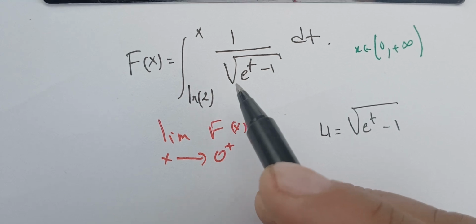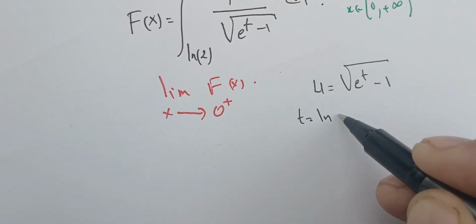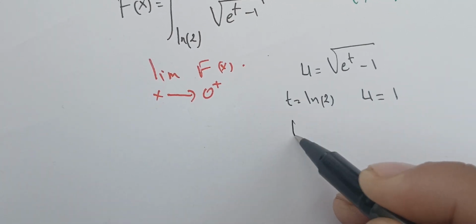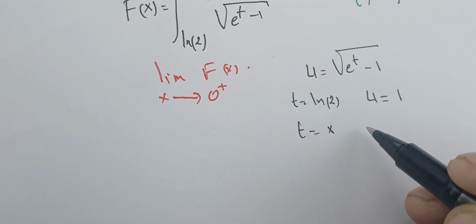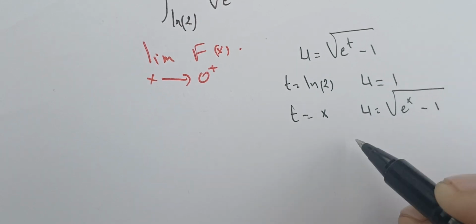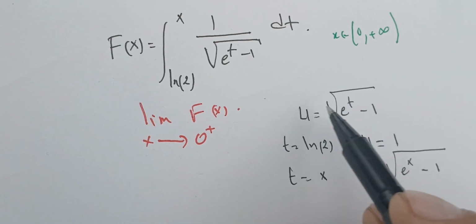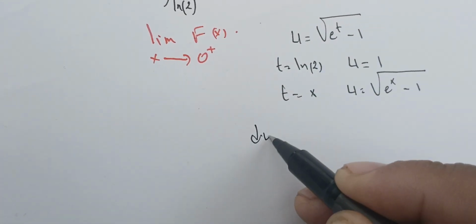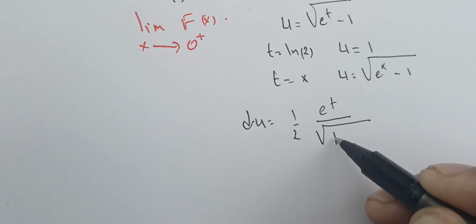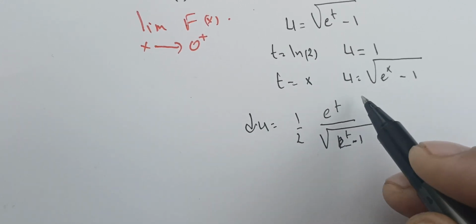First, we're going to change the bounds. When t is the natural log of 2, u is going to be 1. When t is x, u is going to be the square root of e to the power x minus 1. And we have to find dt. To find dt, we're going to differentiate. du is going to be 1 over 2, e to the power t over the square root of e to the power t minus 1. Exactly, this is what we need.